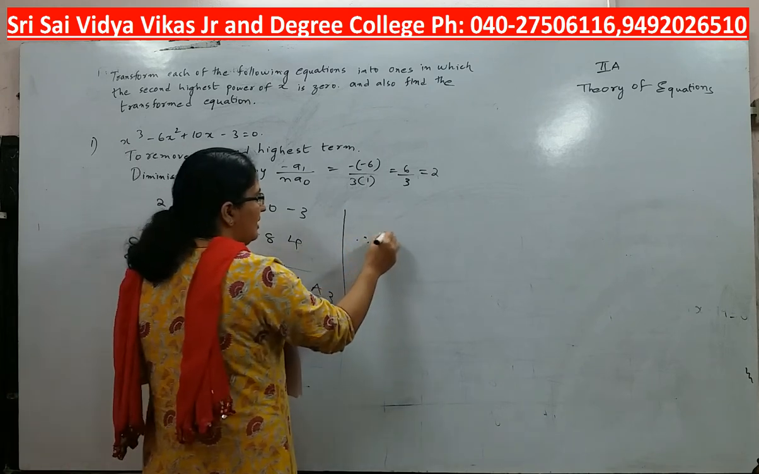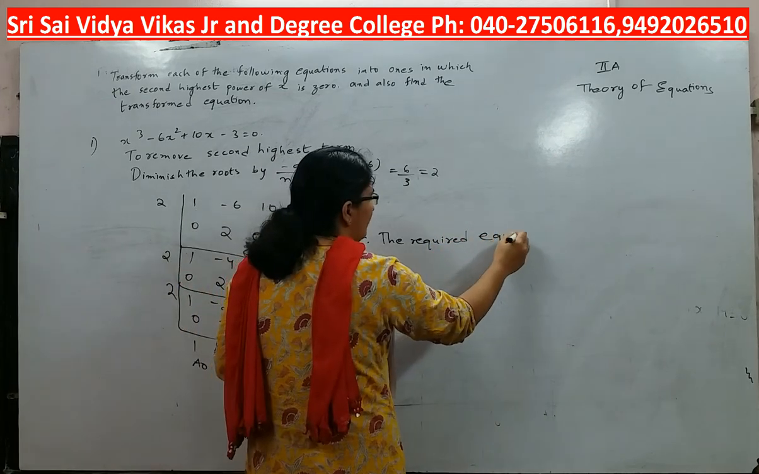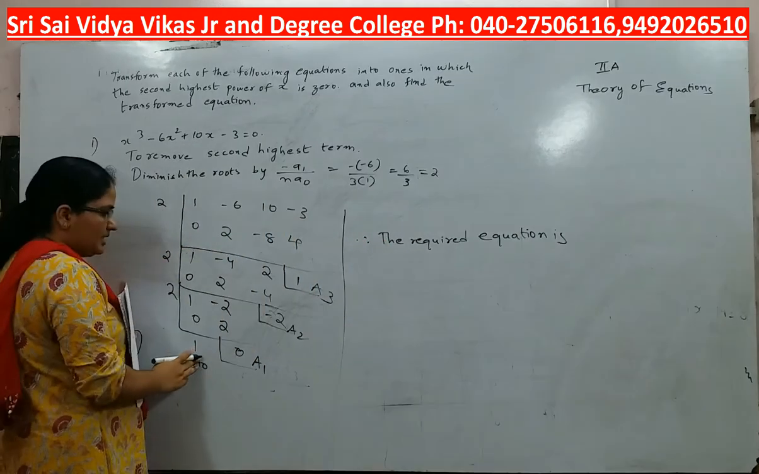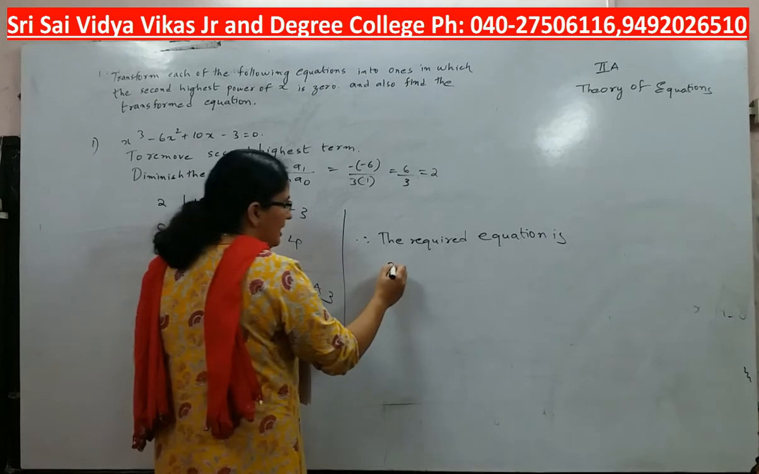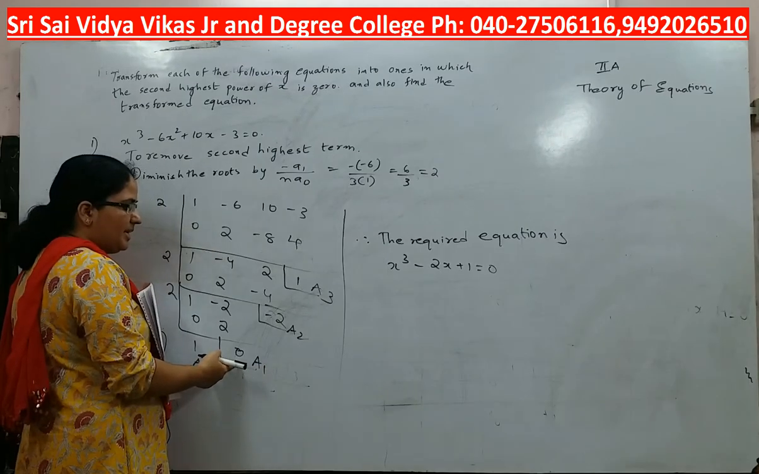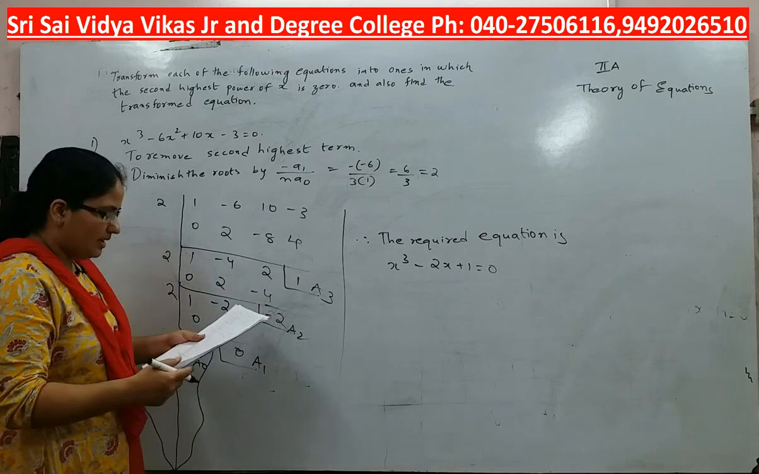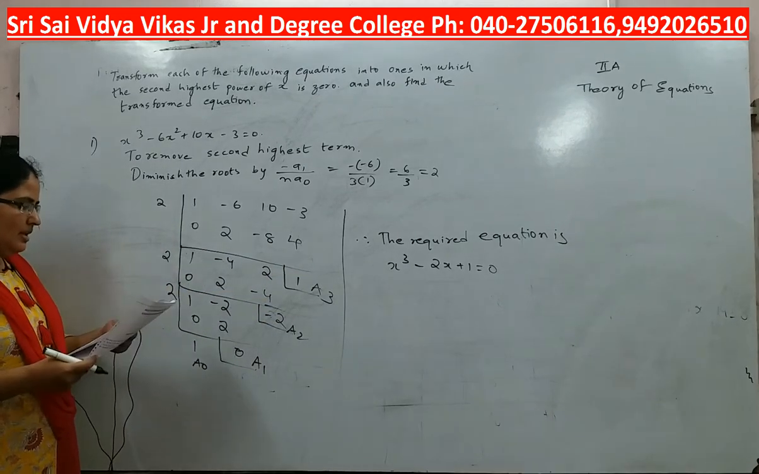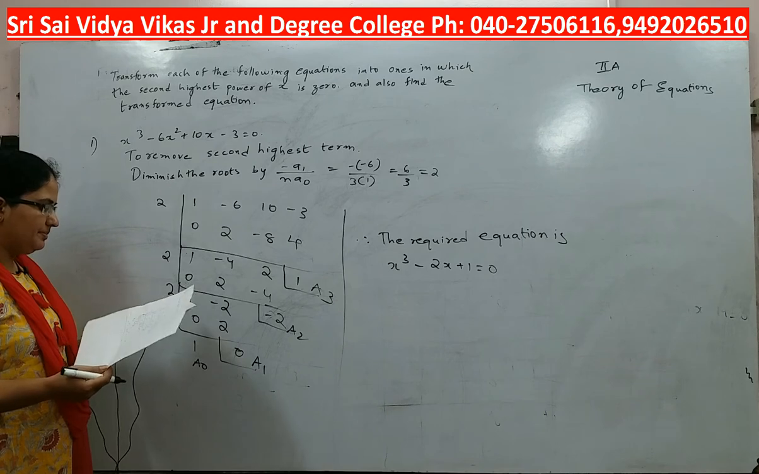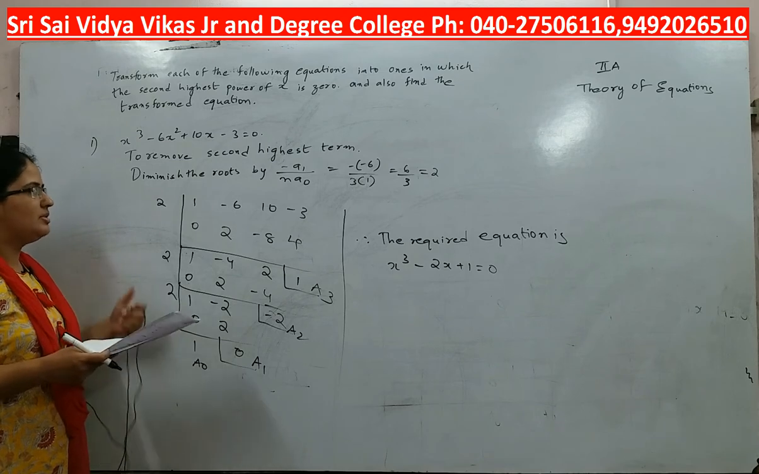Therefore, the required equation is, highest power is what here? X cube. X cube minus 2x plus 1 is equal to 0. Here the x square term is eliminated with 0. So you get x cube minus 2x plus 1 is equal to 0. This is the required equation. Let us discuss the next problem. Here when you get 2, you have to take 2 itself. You should not take minus 2, but you should take 2.